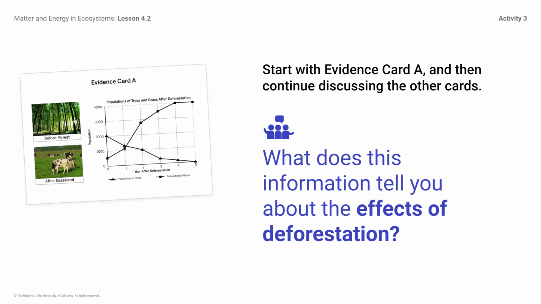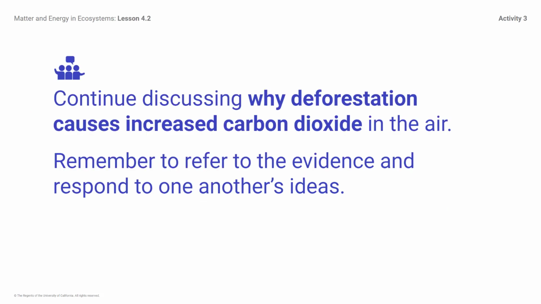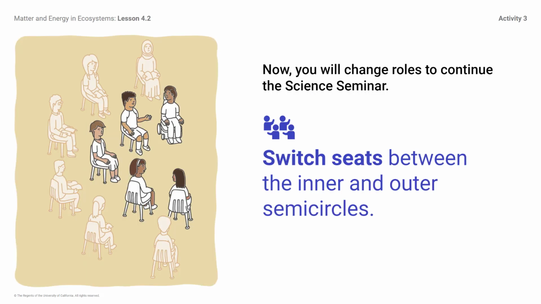Do you think that photosynthesis or cellular respiration could be more affected by population changes you see in the graph? Why? How would the decrease in tree population affect photosynthesis or cellular respiration? How would the increase in grass population affect photosynthesis or cellular respiration? Based on the graph, what parts of the ecosystem changed after deforestation and how did it affect the rest of the system? Continue discussing why deforestation causes increased carbon dioxide in the air. Remember to refer to the evidence and respond to one another's ideas.